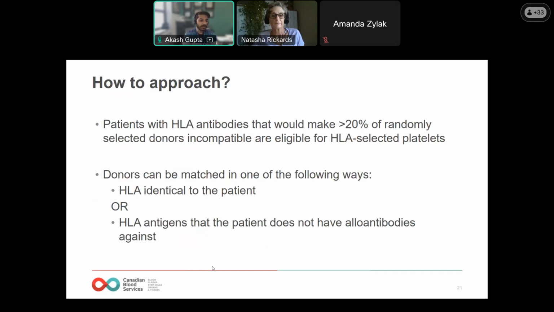And the way we try to find donors is we can do HLA identical to the patient. And if that's not possible, we can find donors who have antigens against which the patient does not have antibodies. So that's sort of a secondary option, which again should avoid this immune phenomenon, with the caveat that, of course, exposure now exposes the patient to new antigens, and so they could form additional antibodies. So the second option may be a shorter term solution, but often our patients only need short-term solutions to get them through that period of thrombocytopenia.